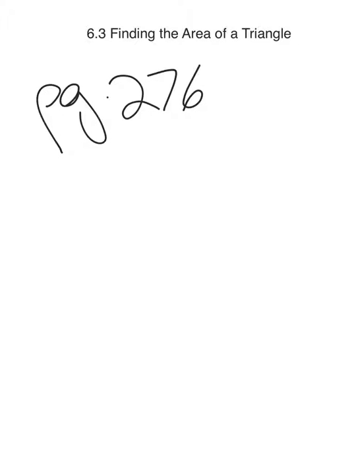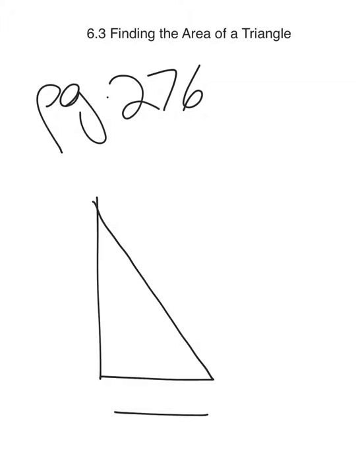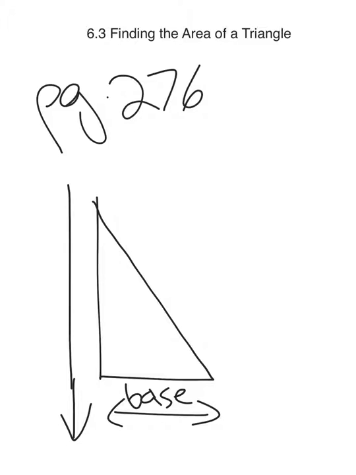This video is on lesson 6.3 from our textbook called Finding the Area of a Triangle. In lesson 6.2, we learned how to look at a triangle and be able to identify its base and its height. In this triangle, if I tell you this is the base, we learned that the line perpendicular to the base, which means the line that comes into the base like this and would make a 90-degree angle with the base, is the height. So we learned how to find the base and find the height.